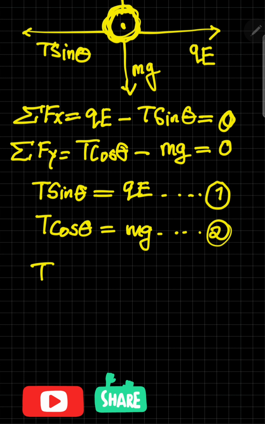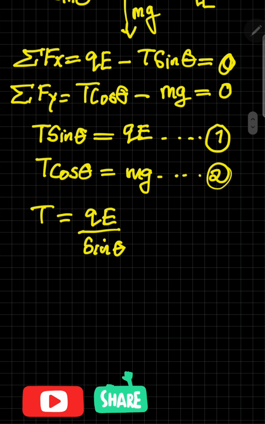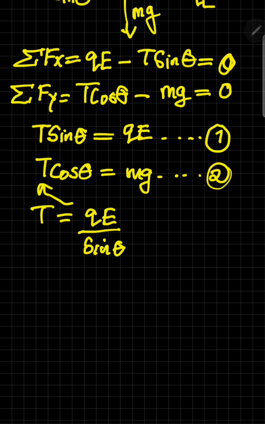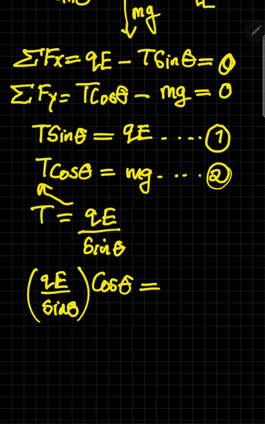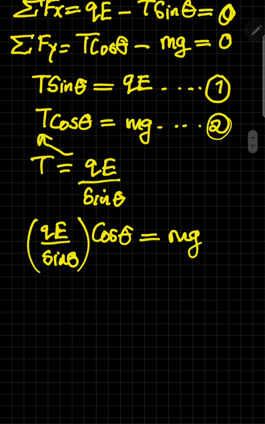So from equation 1, we see that tension is equal to the electric force divided by sine theta. Okay, so replacing tension in equation 2 there, we'll have the electric force divided by sine theta, multiplied by cosine theta, is equal to the weight of the ball. Okay, so let's make the charge the subject of the formula, because that's what we're trying to find.